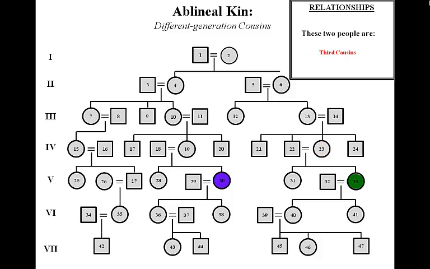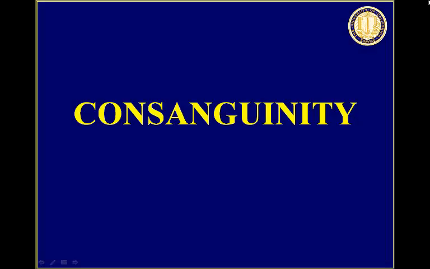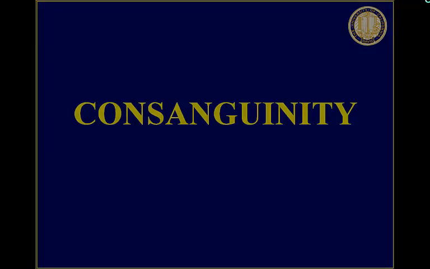Here we have number 30 and number 3 as third cousins because they are both children of second cousins. Therefore, number 40 and number 30 will be third cousins once removed, and 46 and 30 will be third cousins twice removed. Now let's look at consanguinity in a pedigree chart, that is blood relations.